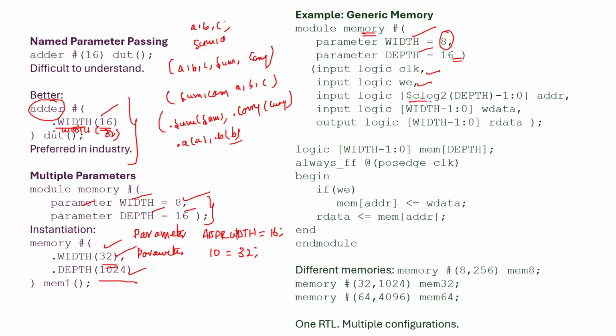See, why are we taking $clog2, log to the base 2? So $clog2 of depth. What is the depth here? 16. Then what is the value we are getting here? So log to the base 2 of 16, this should be converted to 2 power 4.